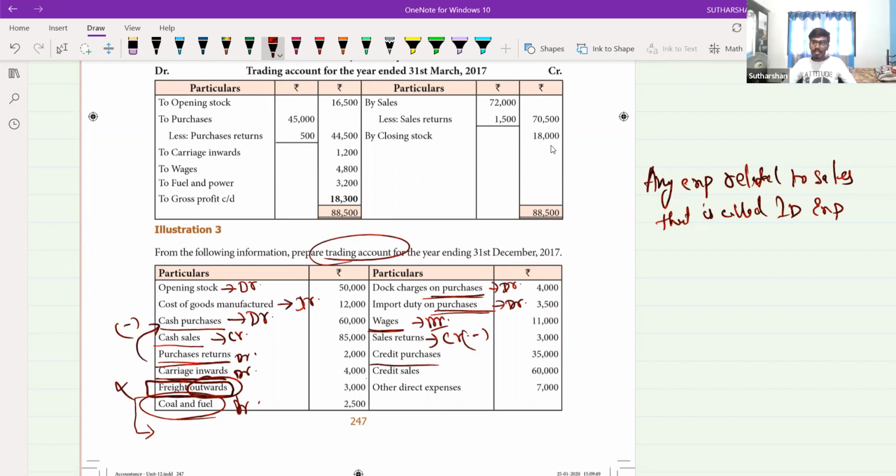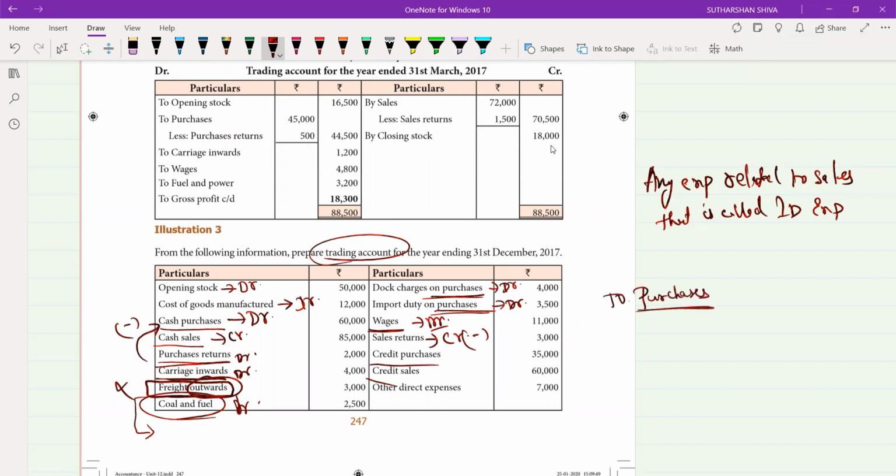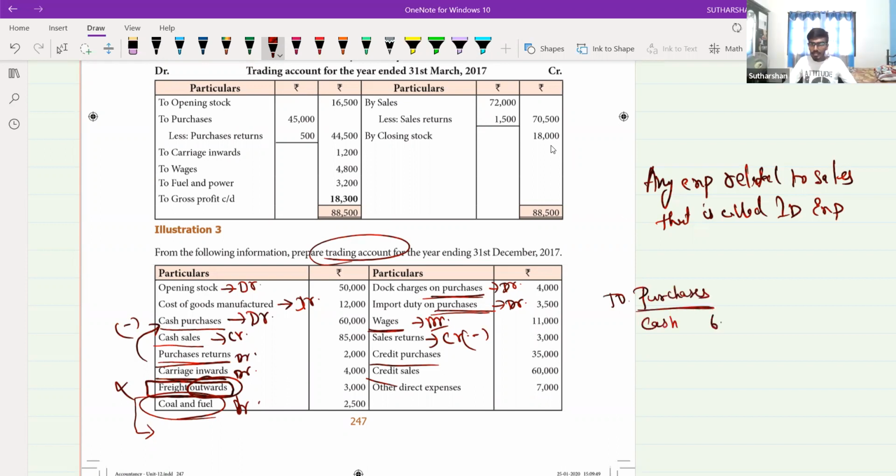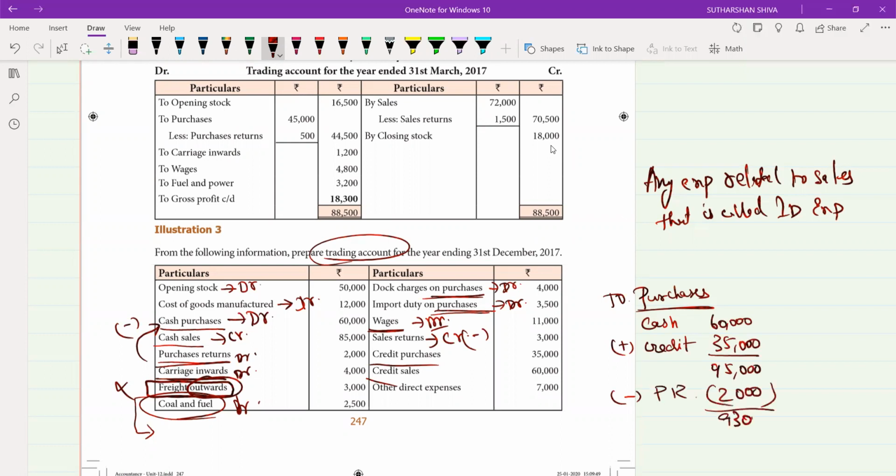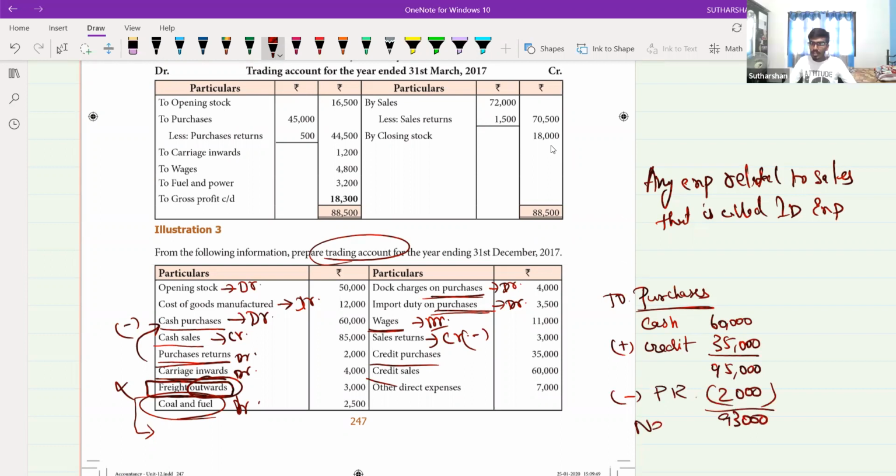Then we have credit purchase and credit sales. What is the purchase presentation? For purchases, we will write cash purchases, 60,000, and then add credit purchases, 35,000. So we are left with 95,000. From that 95,000, we need to deduct purchase return, which is 2,000. So we are left with 93,000. 93,000 is your net purchase.